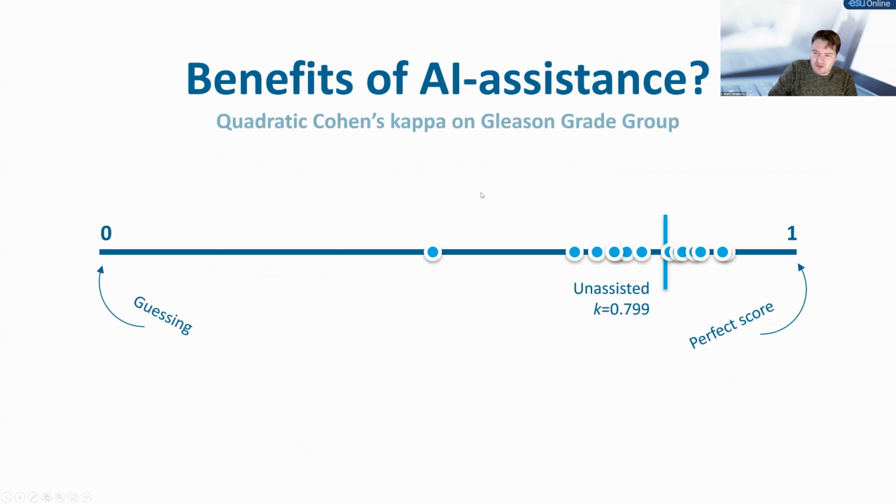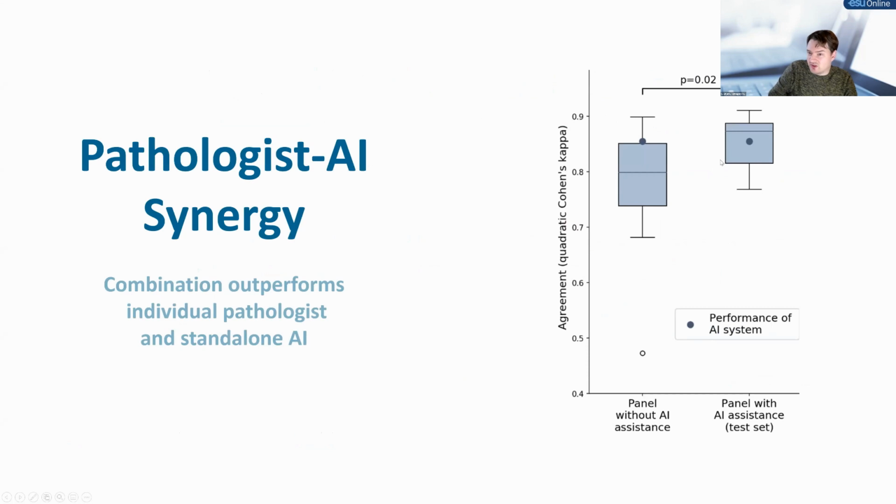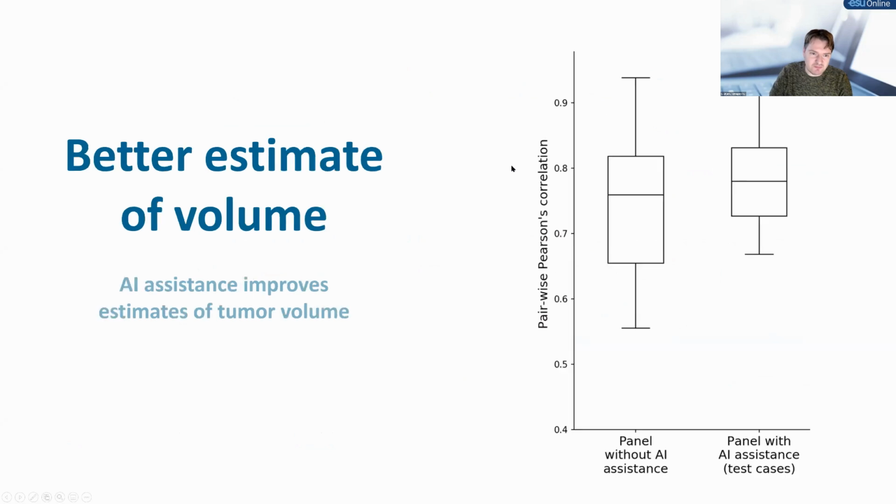So what is the benefit quantitatively of AI assistance? Well, unassisted, the correspondence to the reference was 0.8 roughly. And AI assisted, the group of pathologists went up to 0.87. But most importantly, at least what I found most important, is that their standard deviation, as you can see in this box plot, significantly decreases, which means that as a patient, the chance that you get a different result, depending on which pathologist looks at your biopsy, is significantly reduced.